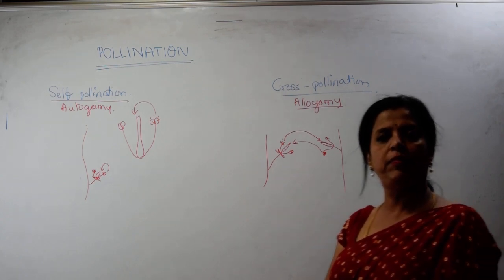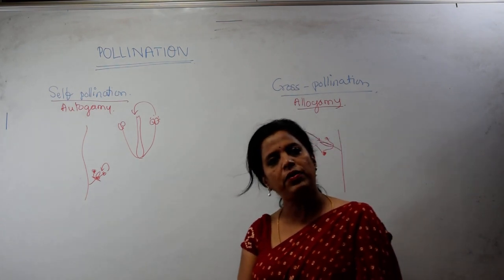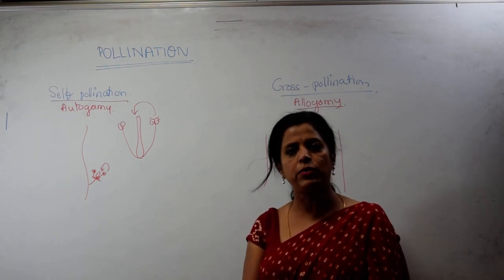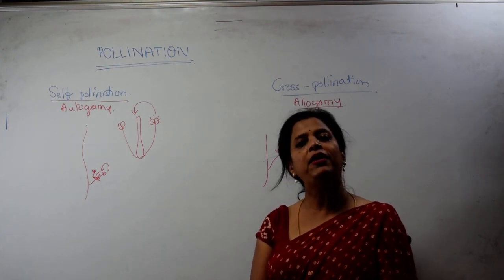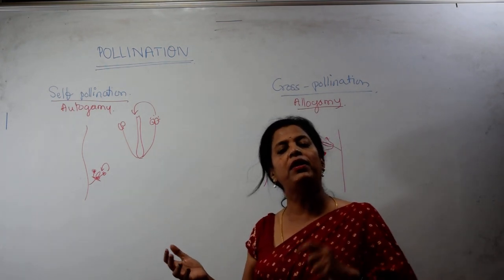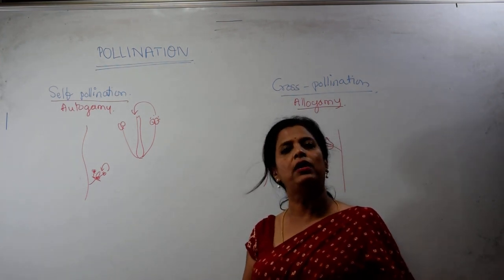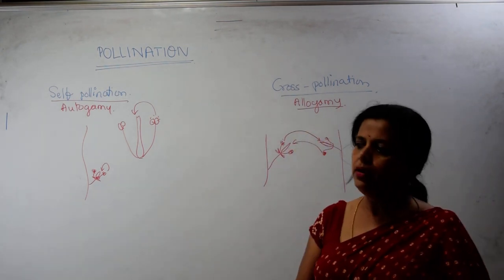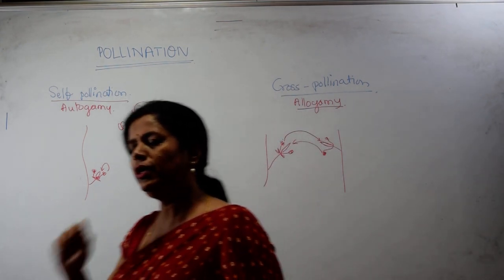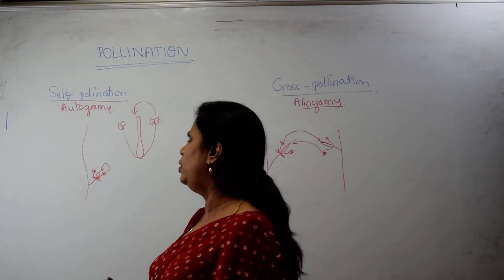So differentiate between self and cross pollination. What is it? It is the transfer of pollen grain from the anther to the stigma of the same flower, called self pollination. And if the pollen grains of one flower transfer to the stigma of another flower, it is called cross pollination, or allogamy. Now what is the other difference? What is the use of self or cross pollination? One more thing I would like to give you now only.